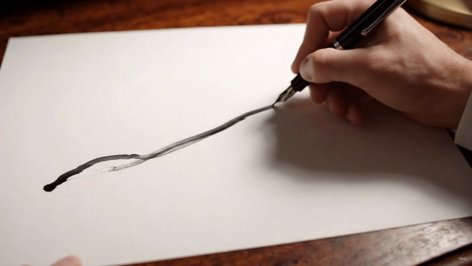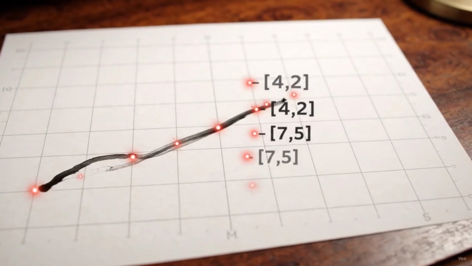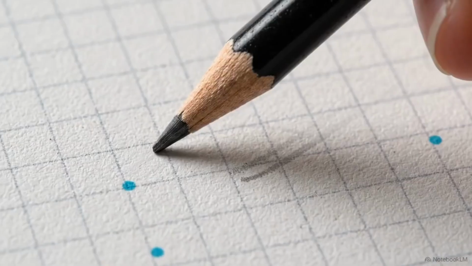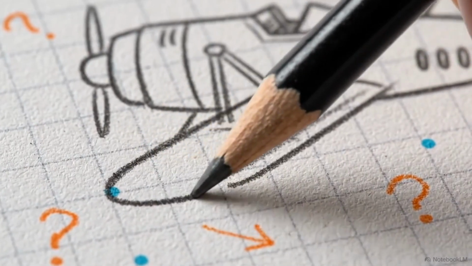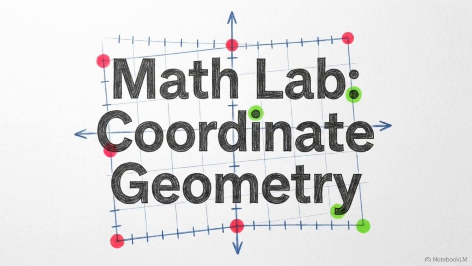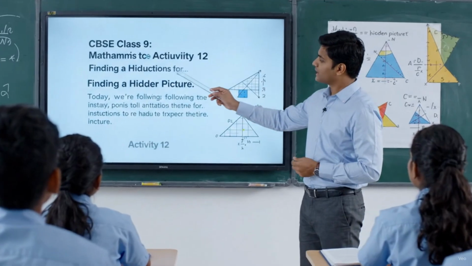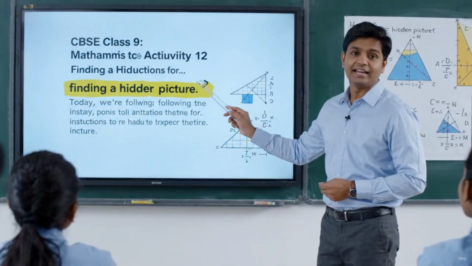Drawing a line freehand is a creative choice, but defining that same line with a pair of numbers transforms the paper into a measurable system. Today, we are following the instructions for CBSE Class 9 Mathematics Activity 12, Finding a Hidden Picture.